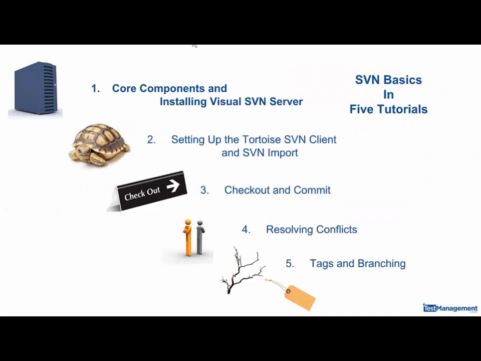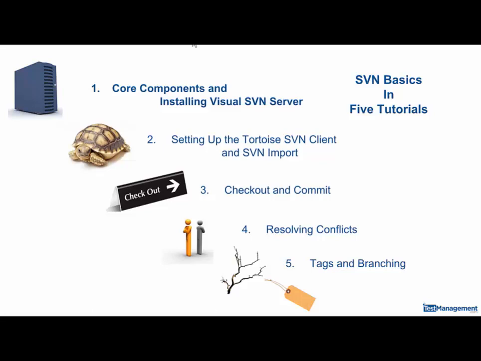So in a series of five tutorials, we're going to walk you through the core components and the installation of VisualSVN and TortoiseSVN. We're going to look at SVN import and the process of getting your files under version control with SVN in Module 2. We're going to look at the workflow and the process involved with checking out and committing your files to the SVN server as part of Tutorial 3. And in Tutorial 4, we're going to look at resolving conflicts when files collide or conflict and how to resolve those conflicts. And finally, in Tutorial 5, we'll look at the concept of tags and branching as part of SVN file control and version control.